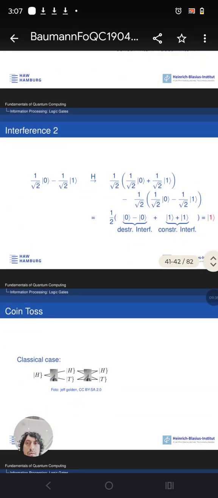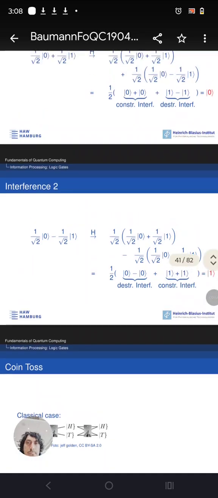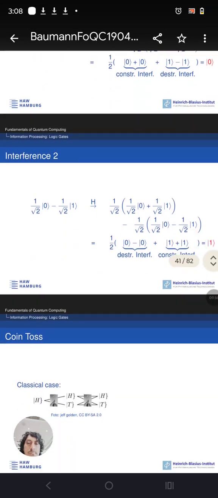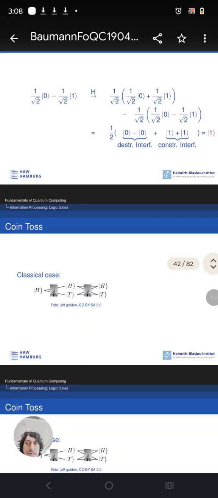Similarly, when we have 1 over root 2 0 minus 1 over root 2 1 and apply a Hadamard gate, for the 1 over root 2 0 we get 1 over root 2 0 plus 1 over root 2 1, and then we have minus for 1. Because of destructive interference, 0 gets eliminated, and we have only 1. That's interesting.